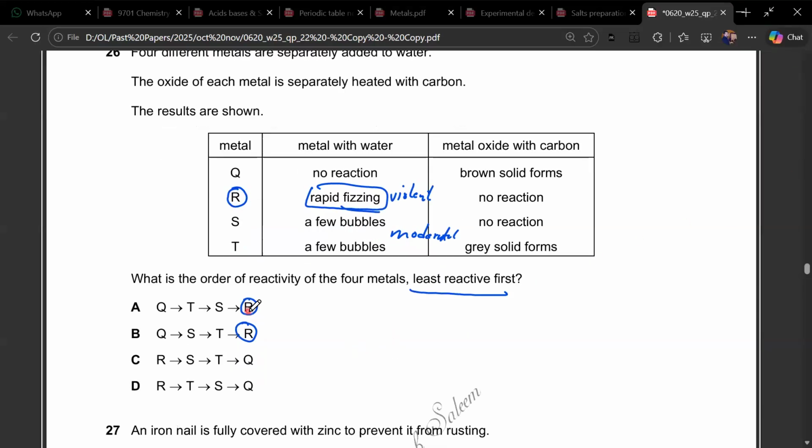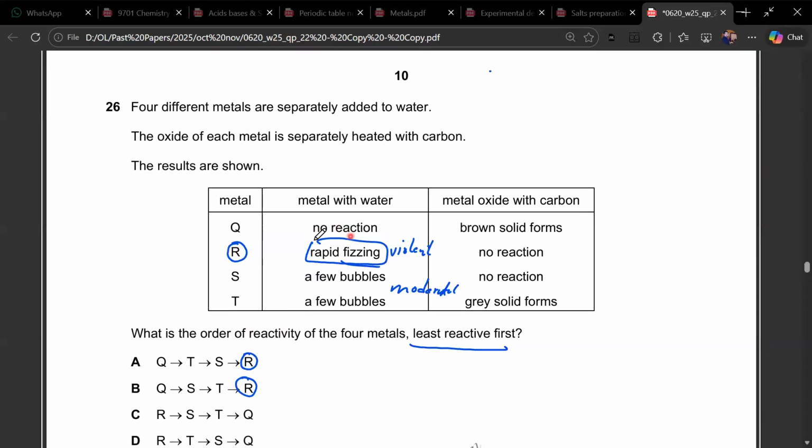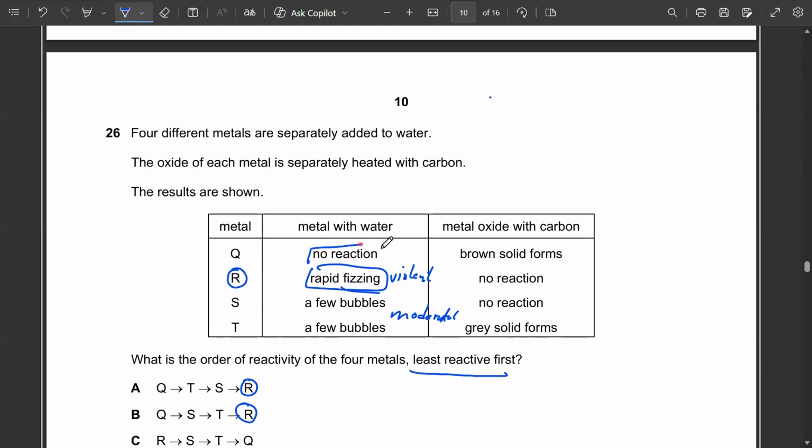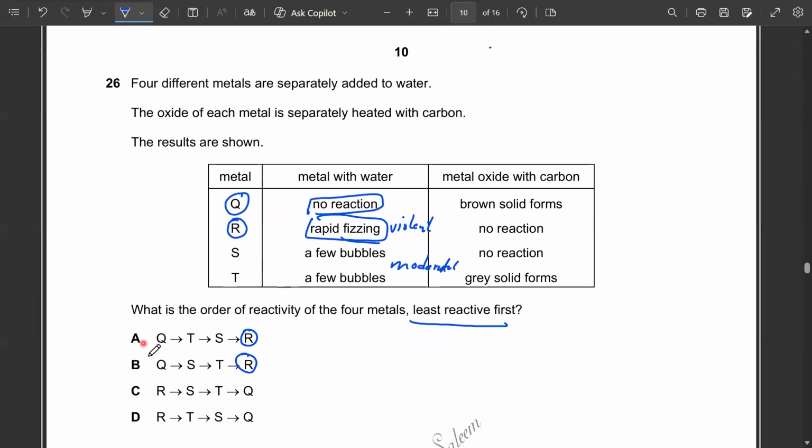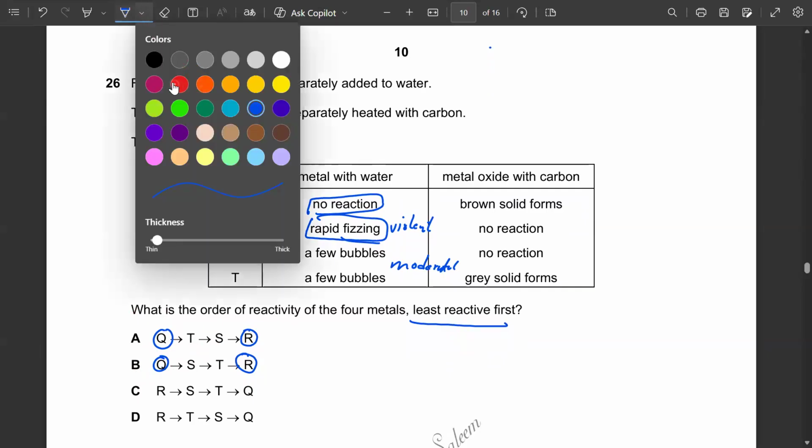So the least reactive metal will be the one which is showing no reaction. Q is the least reactive. Both option A and B have Q at the extreme left. But there is a difference in the other two metals, T and S. So how would we arrange them?